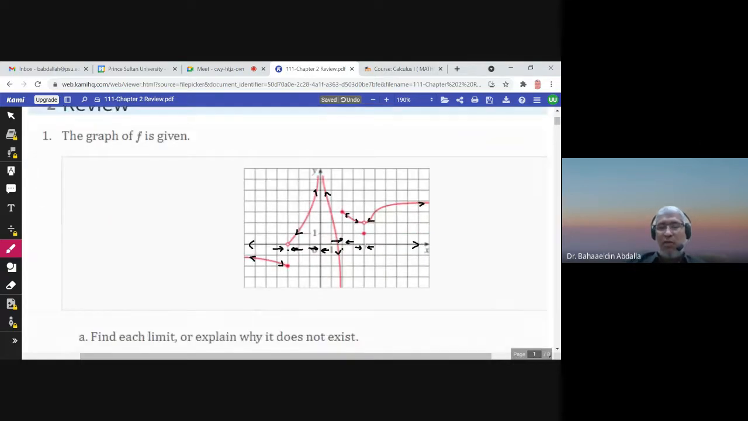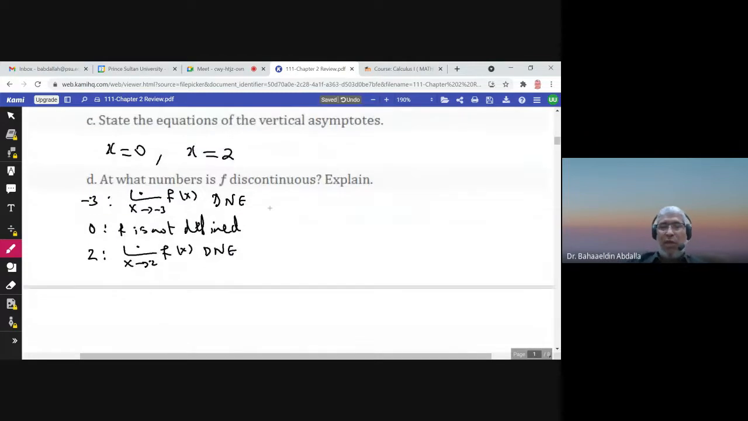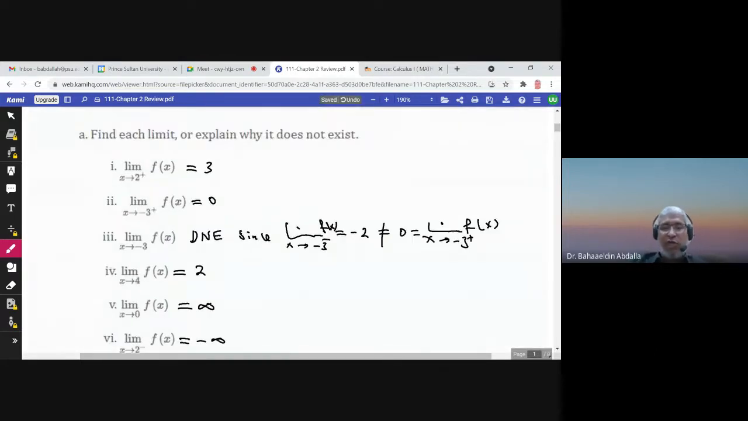What else? Also at 4. At 4 the function is not continuous. And what is the reason? Because the limit of f of x when x approaches 4 is not equal to f of 4. Because the limit when x approaches 4 is 2.